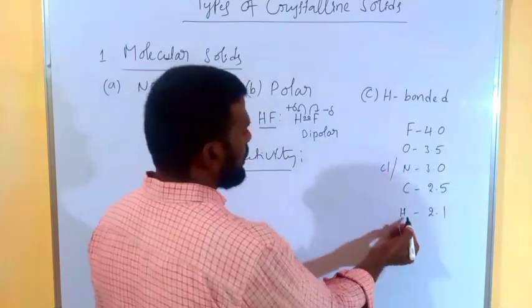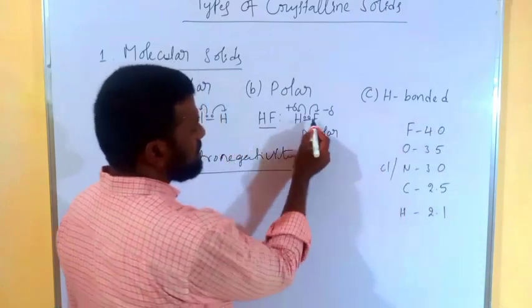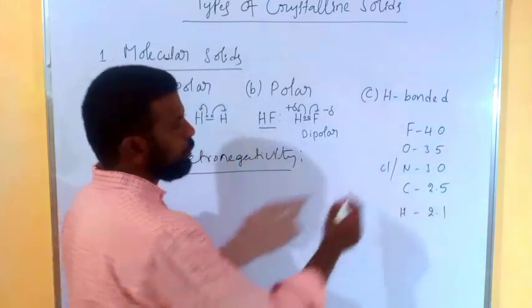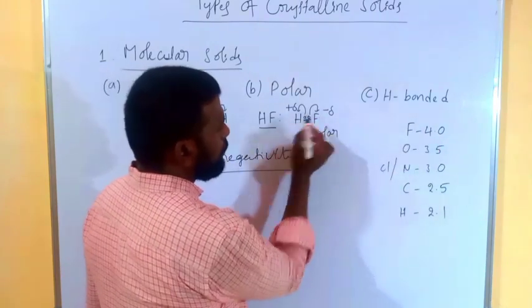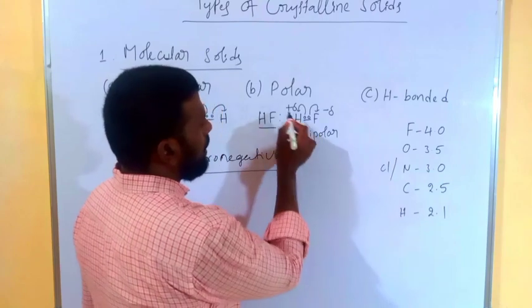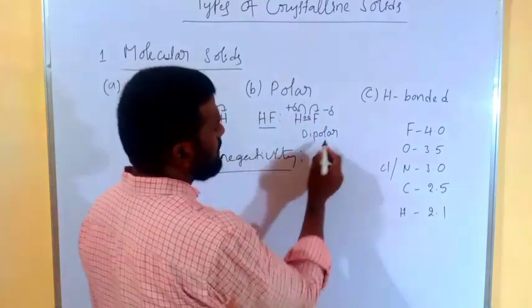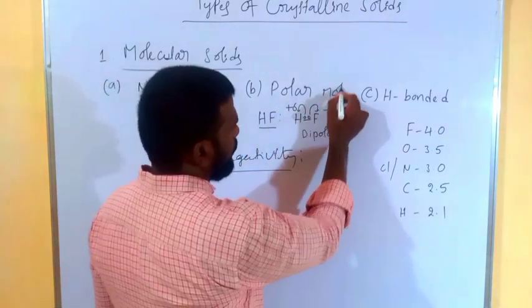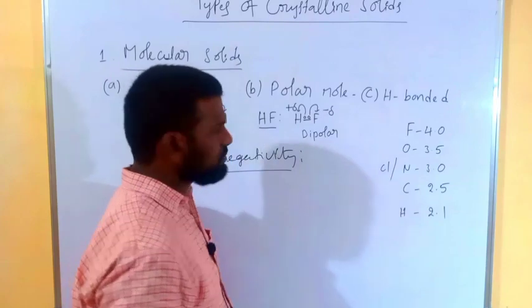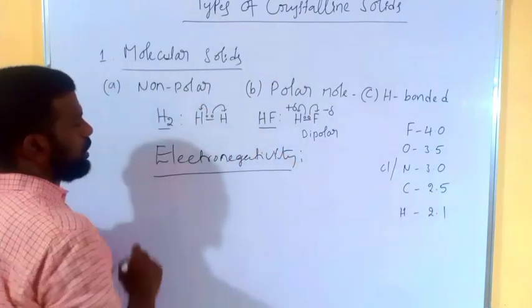Now, hydrogen electronegativity is 2.1, fluorine electronegativity is 4.0. So there is a difference in electronegativity. Fluorine is higher in electronegativity, so the bonded pair moves towards fluorine. It gets a negative charge, hydrogen gets a positive charge. So a dipolar molecule is formed. Such types of molecules are called polar molecules. Next, come to the first topic, non-polar molecules.